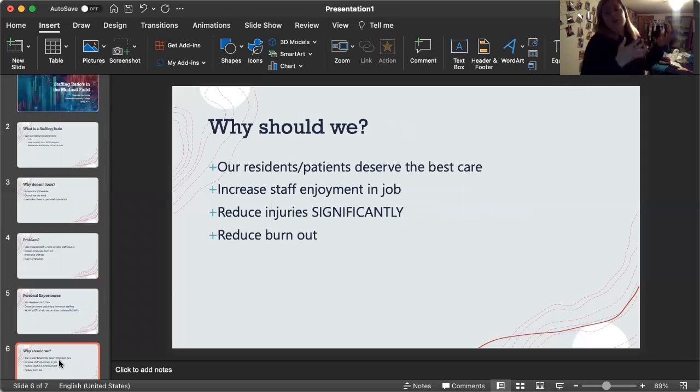So why should we create a staffing ratio? We should create a staffing ratio because our patients and residents deserve the best care. They are the number one priority when you're at work. We should be able to have enough staff to take care of them adequately in the way that they deserve, making sure that they're clean and dry and lights are answered accordingly. It would increase staff enjoyment, decrease burnout significantly, and reduce injuries, which means less workman's comp cases.